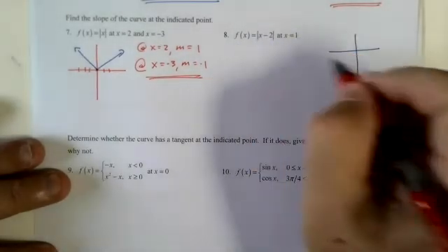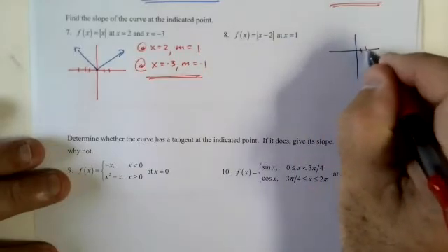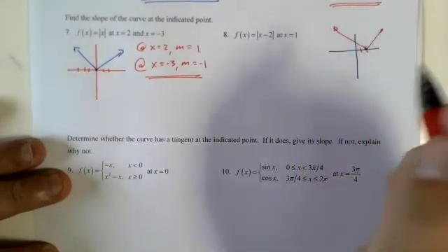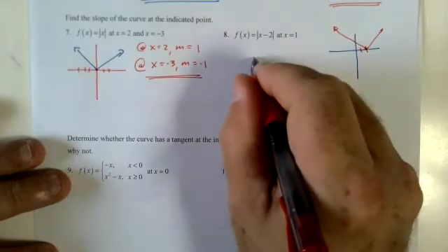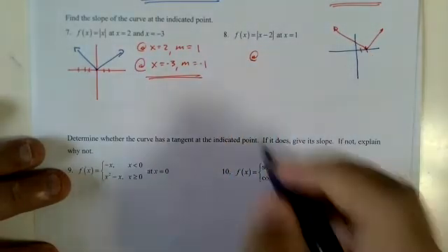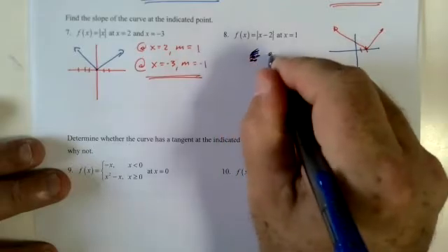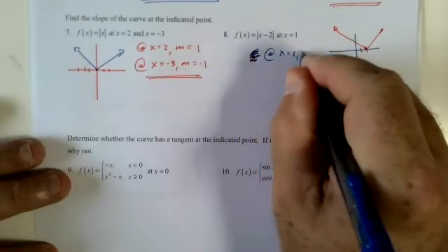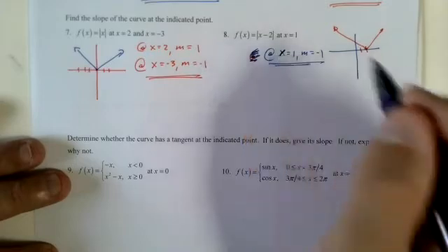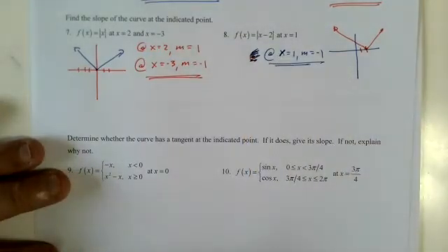x minus 2 should go left, but x equals 1. No. And at x equals 1, m equals negative 1. Cool.